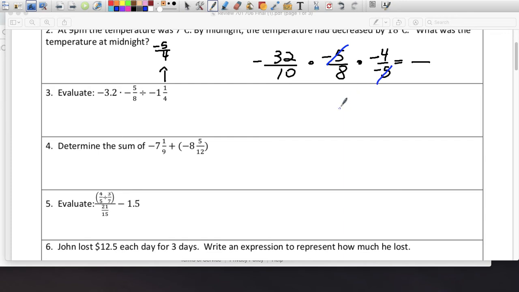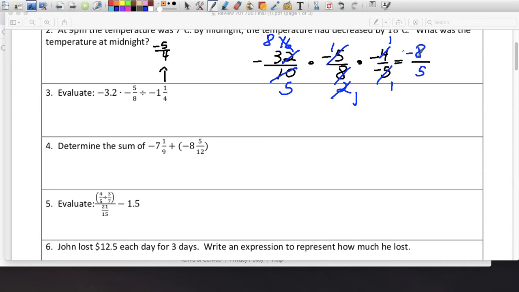This and this simplifies to 1 and 1. 4 divided by 4 is 1. 8 divided by 4 is 2. 32 and 10, I can divide both by 2. 10 divided by 2 is 5. 32 divided by 2 is 16. I can also divide 16 and 2: 2 divided by 2 is 1, and 16 divided by 2 is 8. So my final answer looks like 8/5, but negative.